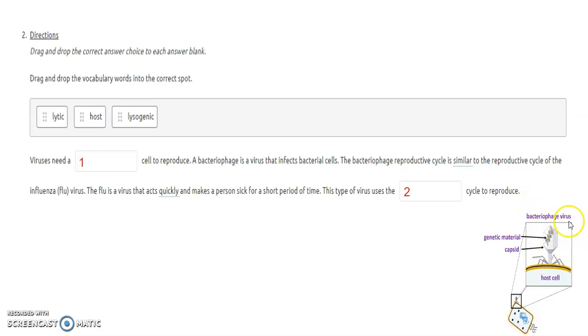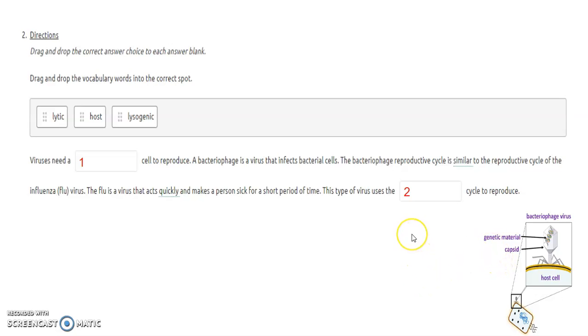So this is a bacteriophage virus, and here we can see it is attaching onto a host cell. Remember that the only way a virus can reproduce or replicate is by infecting a host cell. So they will inject their genetic material, their DNA or RNA, into the host cell, and it basically takes over the host cell and tells it to start building new viruses. So that's how a virus reproduces, but it has to have that host cell.